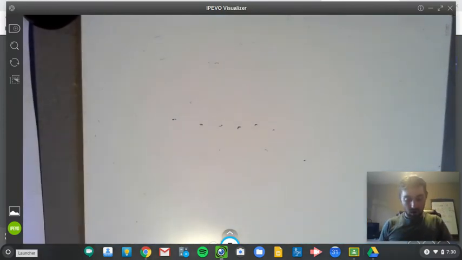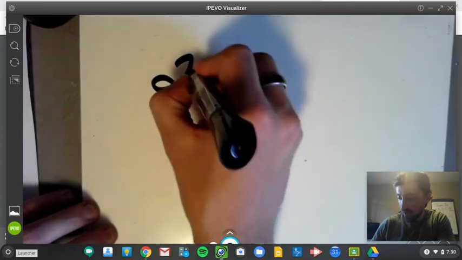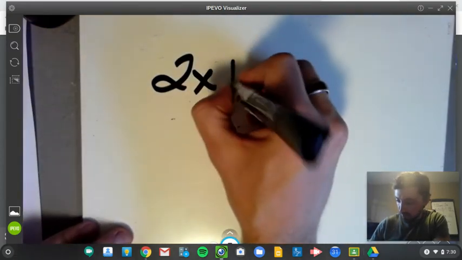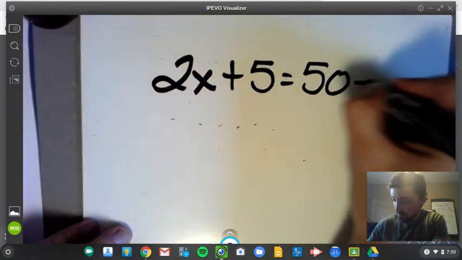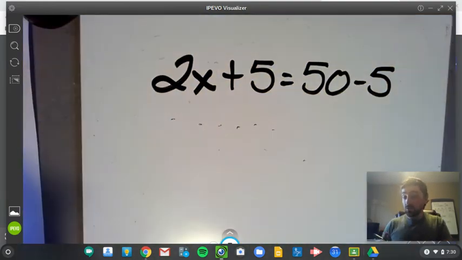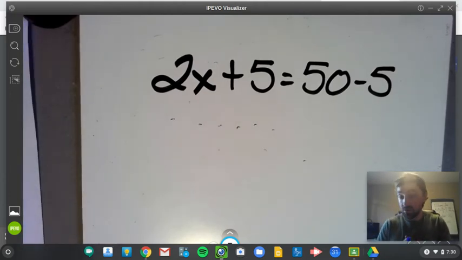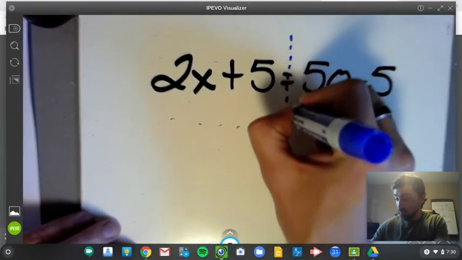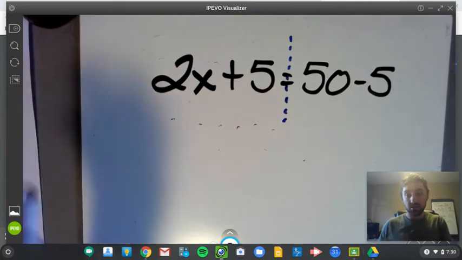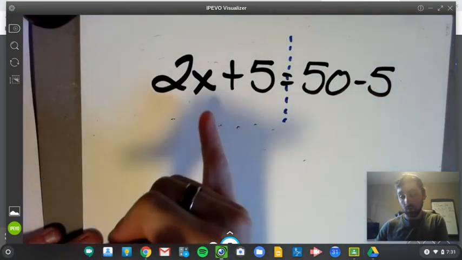There we go. Okay, so the first example we have is 2x plus 5 equals 50 minus 5. And let's just go through the steps. So the first step, looking at the equations, if you have the notes in front of you as well, you split the equation down the middle. That is step number 1. We split it down where that equal sign is. So at the end, everything that is on this side will equal everything that is on this side.